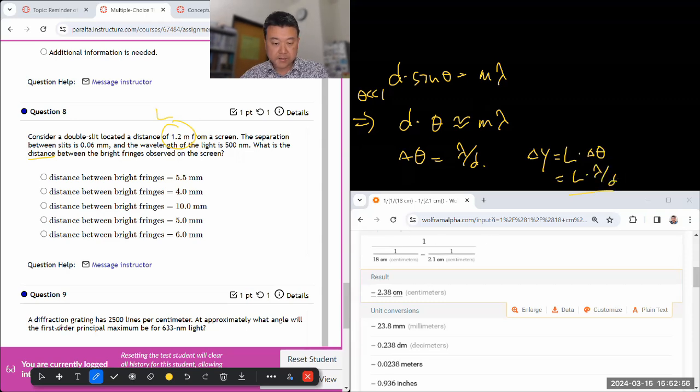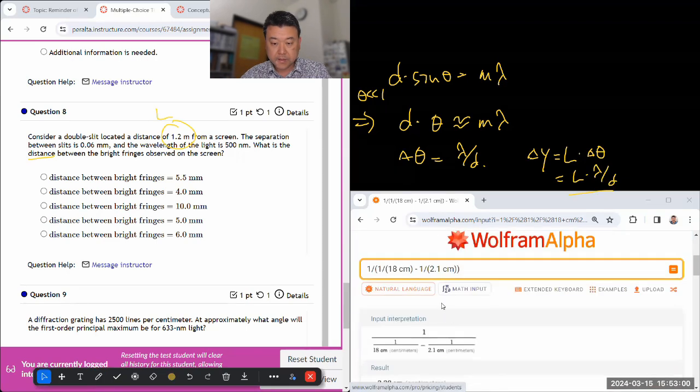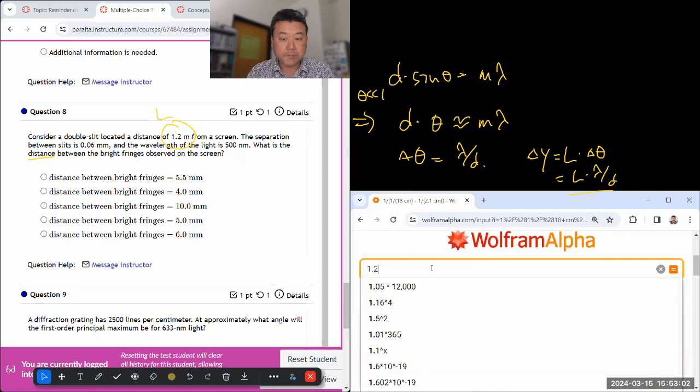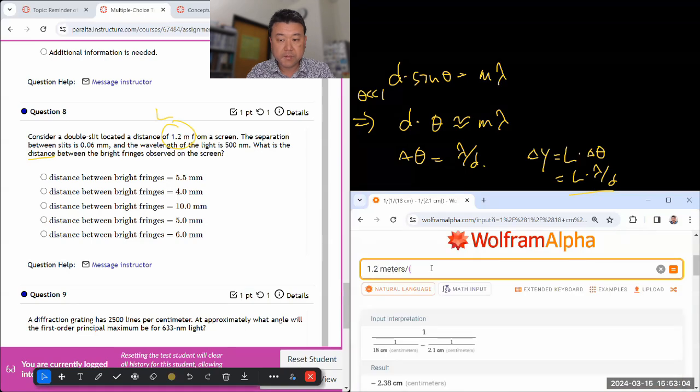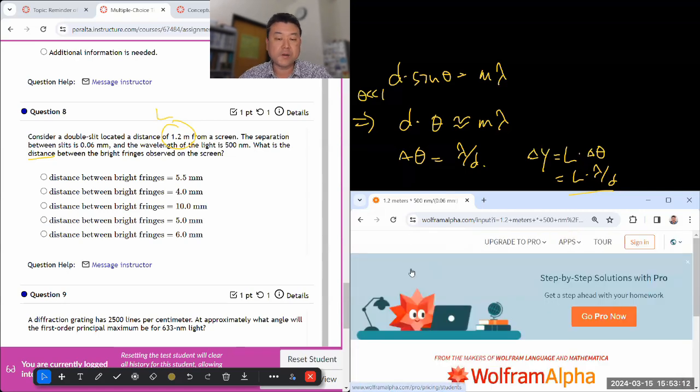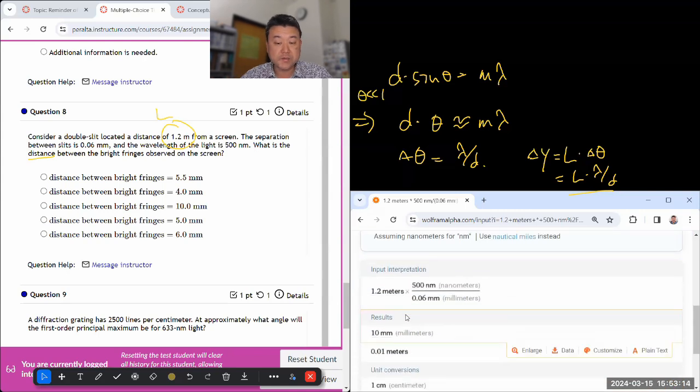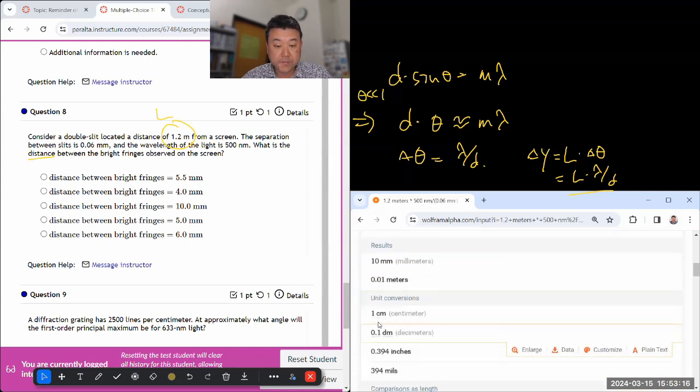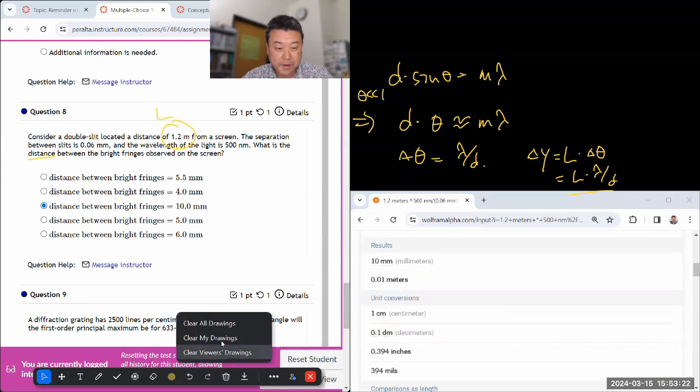So let me calculate that in Wolfram Alpha. That's L, 1.2 meters, times the wavelength 500 nanometers, divided by slit separation 0.06 millimeter. Since I'm doing it in Wolfram Alpha, as long as I type in the units, it'll convert them and give me 1 centimeter or 10 millimeters. So that should be right.